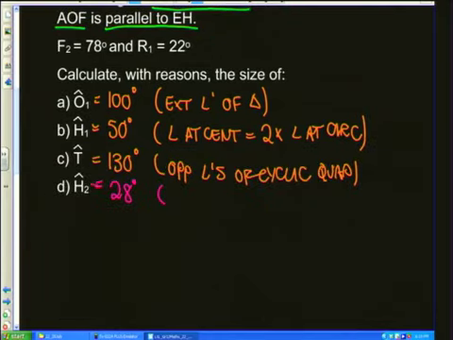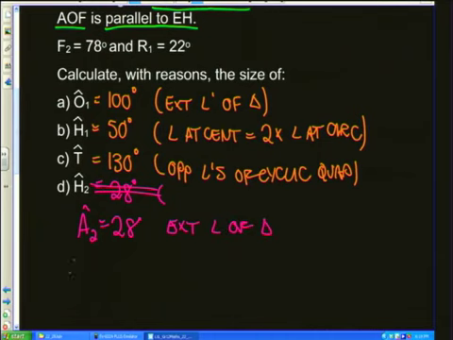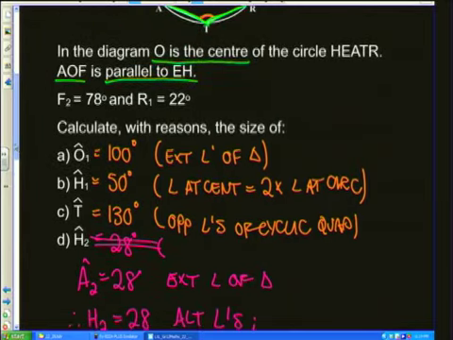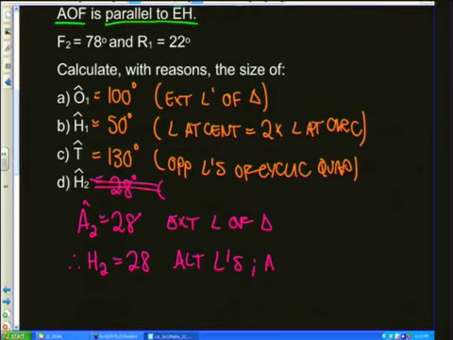So we've actually got an extra step here. Angle A2 is 28 degrees. That was because of the exterior angle of a triangle. So therefore, angle H2 is also going to be equal to 28 degrees. Reason is because of alternate angles. And please don't forget to state parallel lines. AF is parallel to EH.